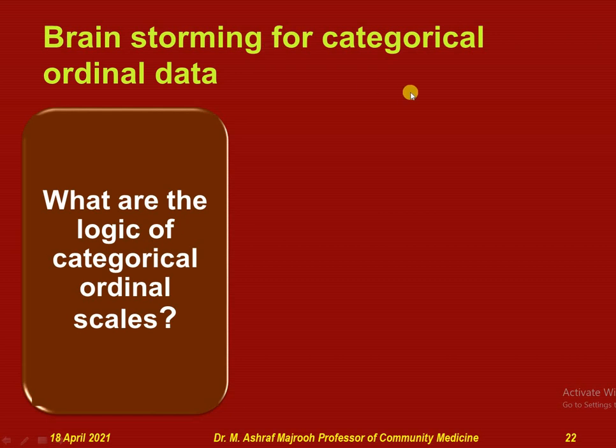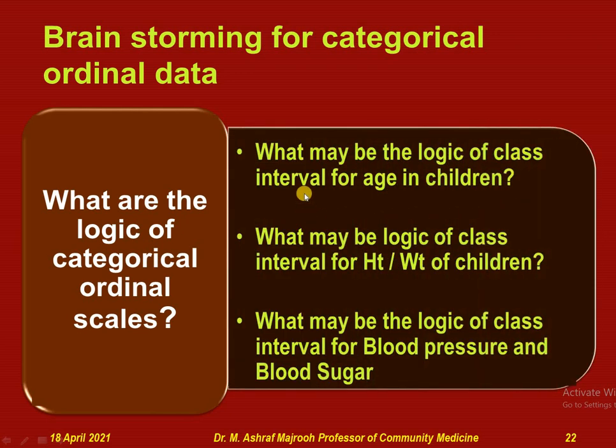Brainstorming for another categorical or ordinal data. What is the logic for the categorical ordinal scales? The brainstorming question: what may be the logic of class interval for age in children? What may be the logic of class interval for height, weight in children? What may be the logic of class interval of blood pressure and blood sugar levels?